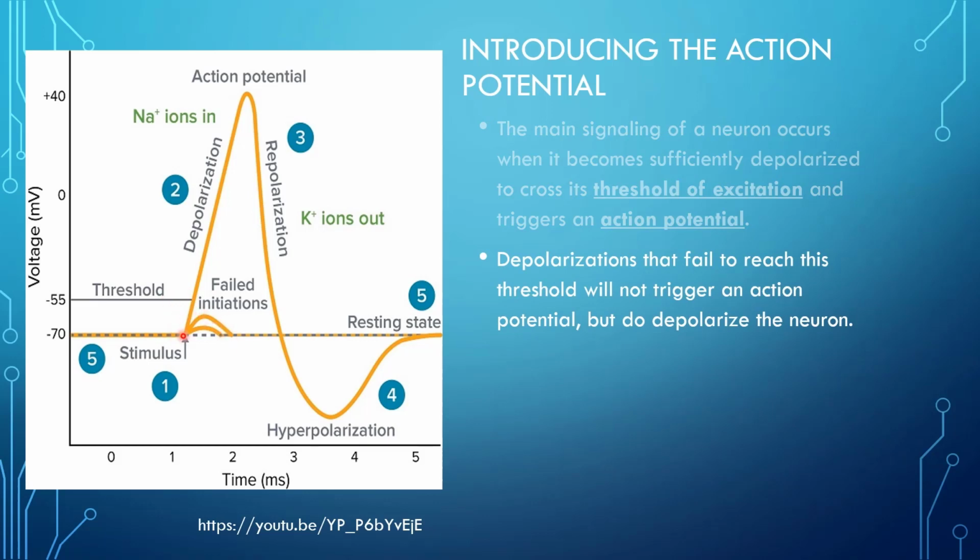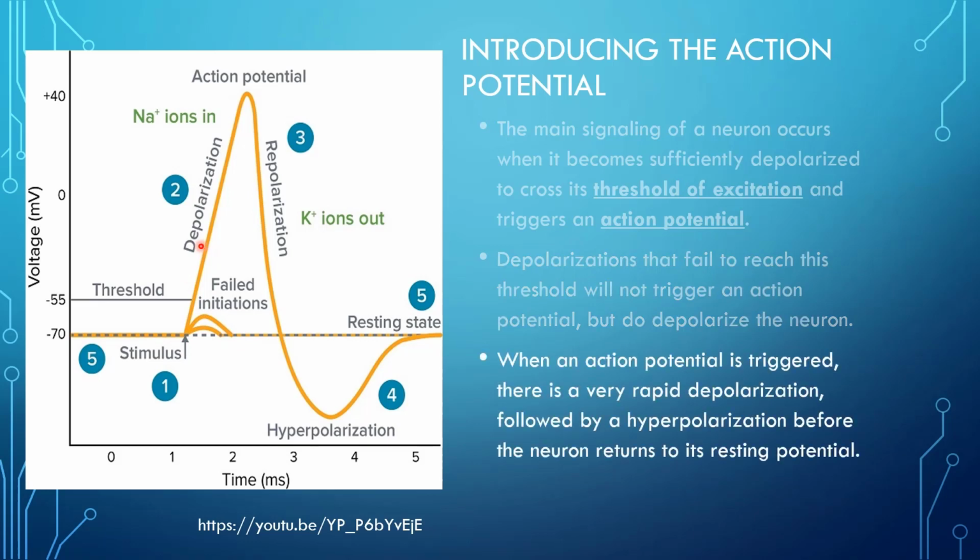Anything that fails to meet this, we have nothing. But we end up with this huge depolarization that can happen when an action potential is triggered. And then this is followed by what we call a repolarization, and an after-hyperpolarization, and then back to resting. And this is the entire process of the action potential.